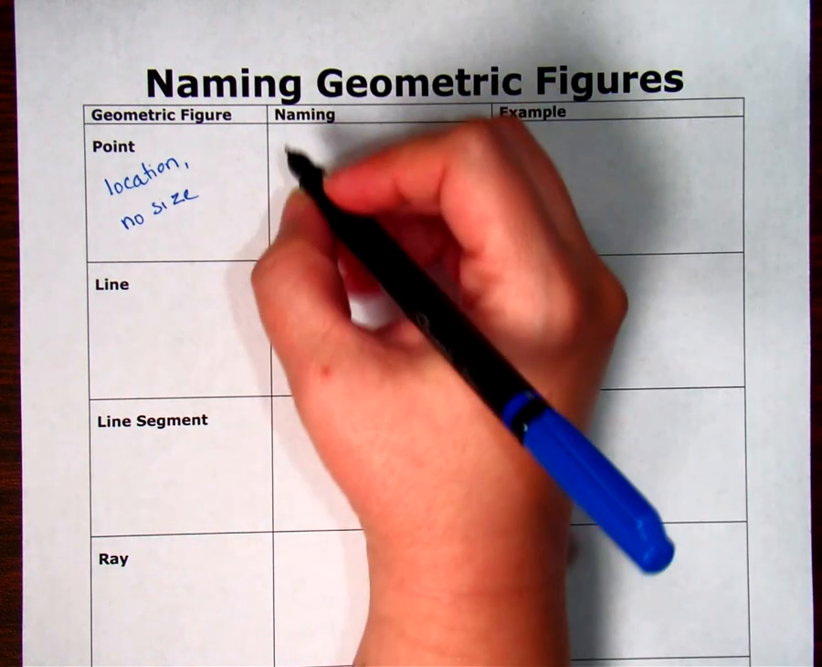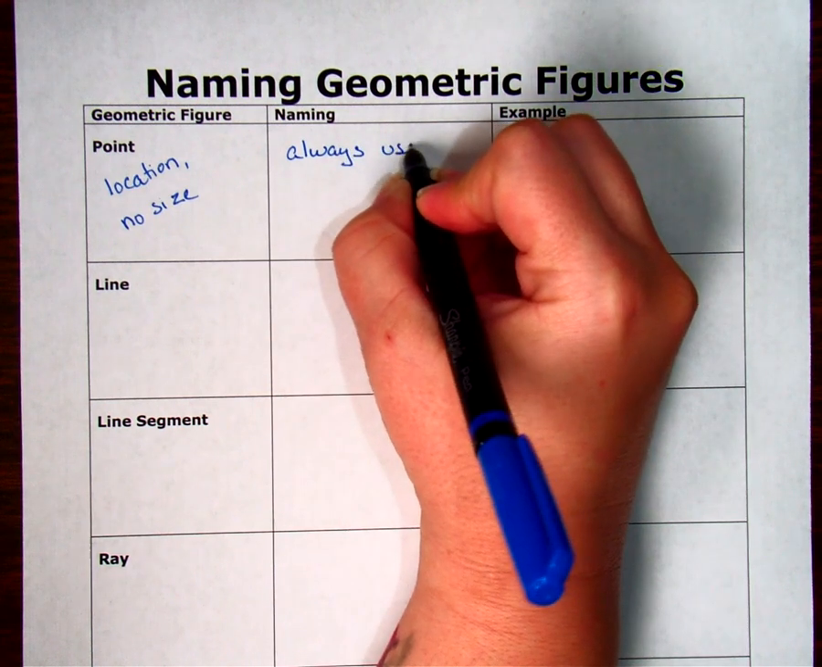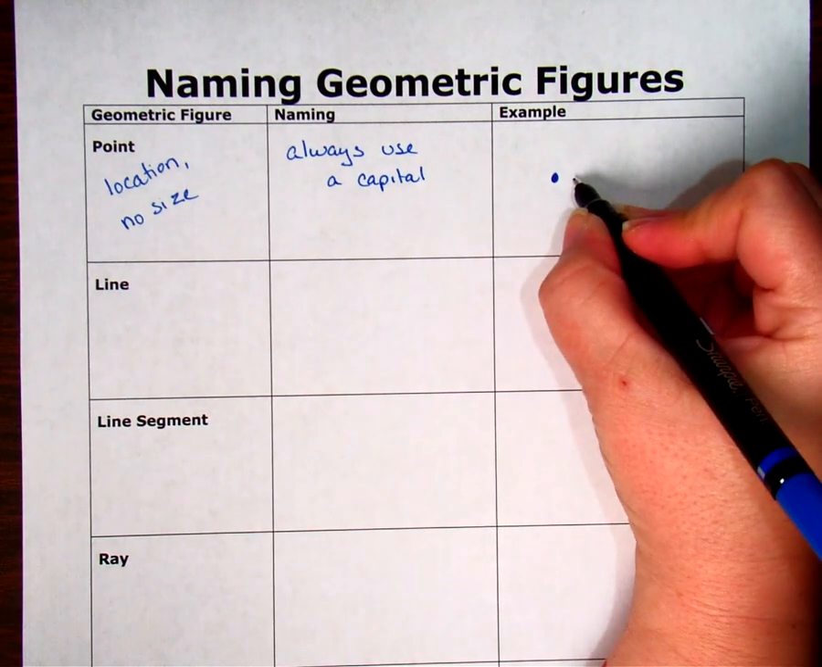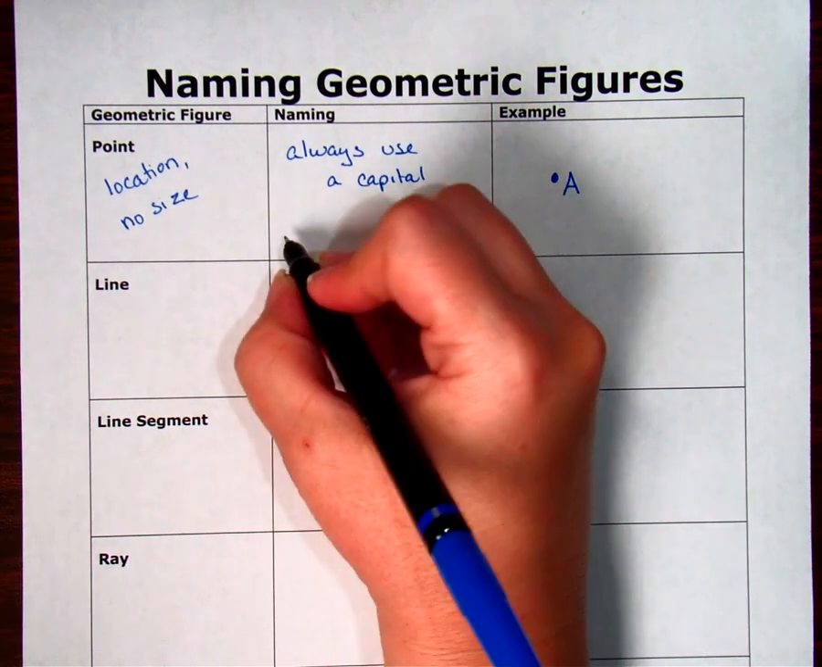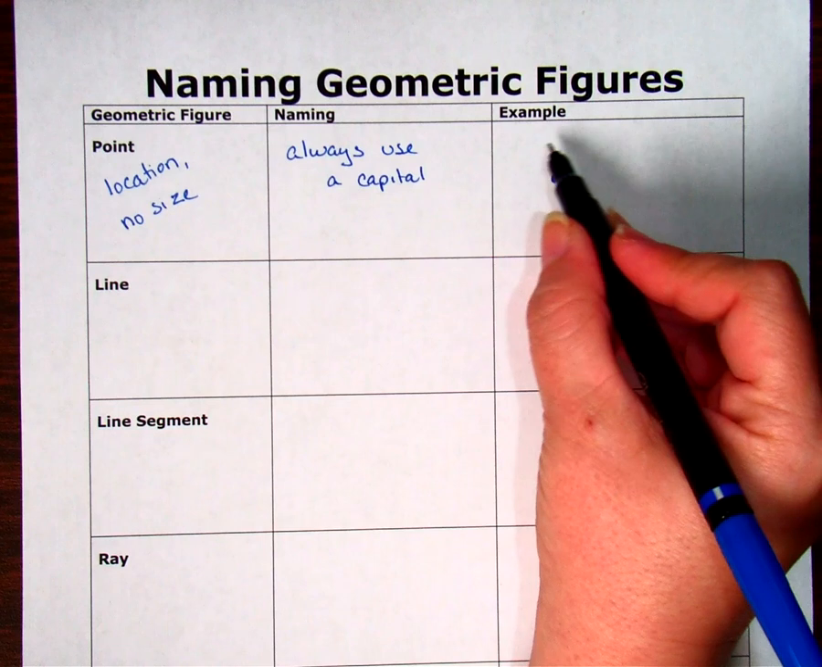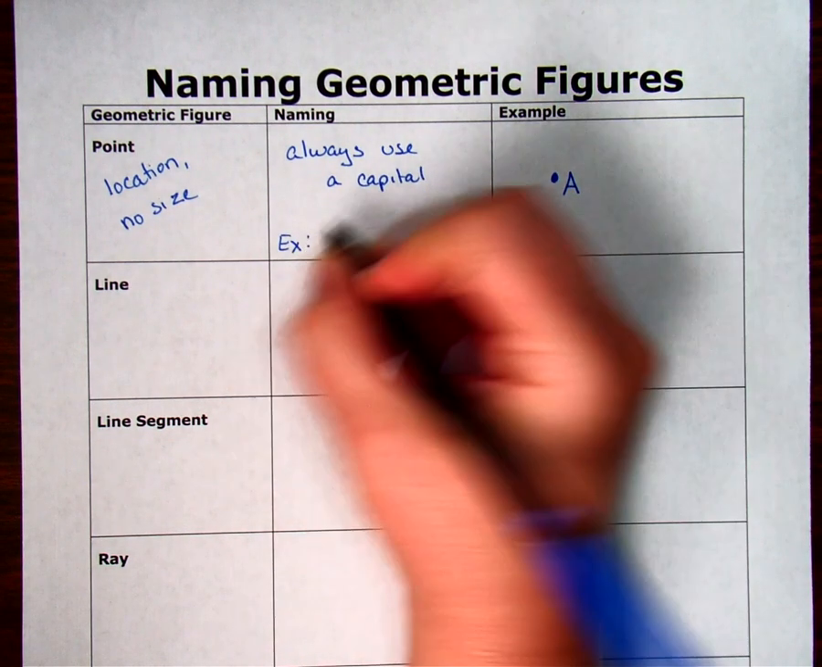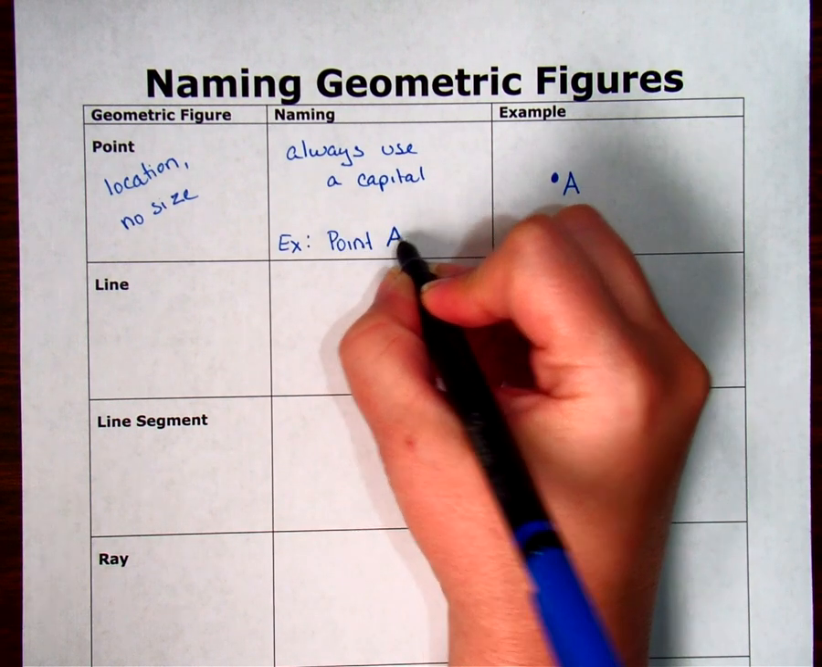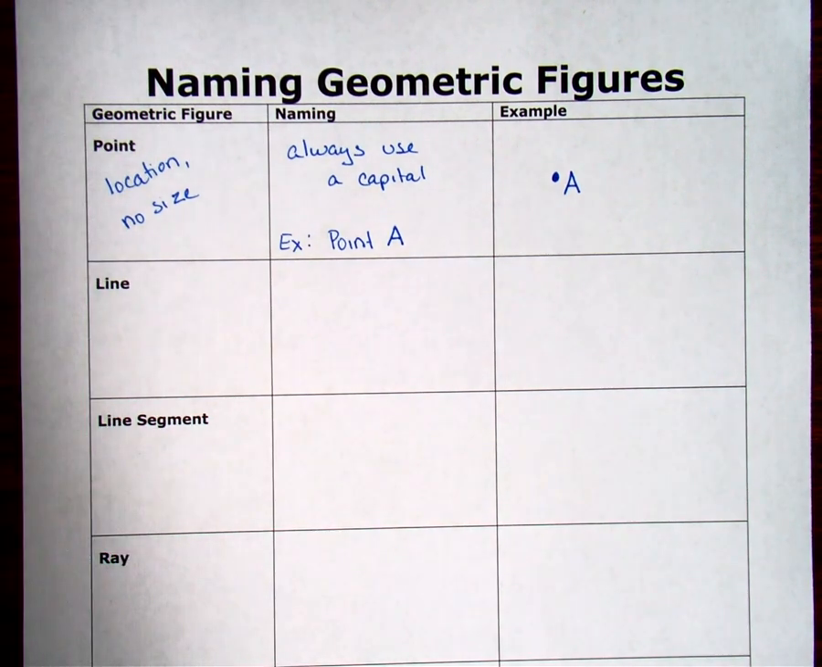To label a point, we always use a capital letter. So this point's label might be a capital A. It cannot be a lowercase a. If I needed to use this as an answer to a problem, for example, what is pictured in the first box on the right, my answer would be the word point followed by a capital A. We cannot use lowercase.